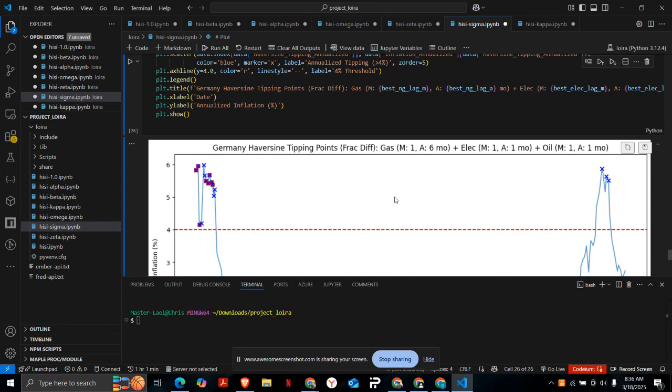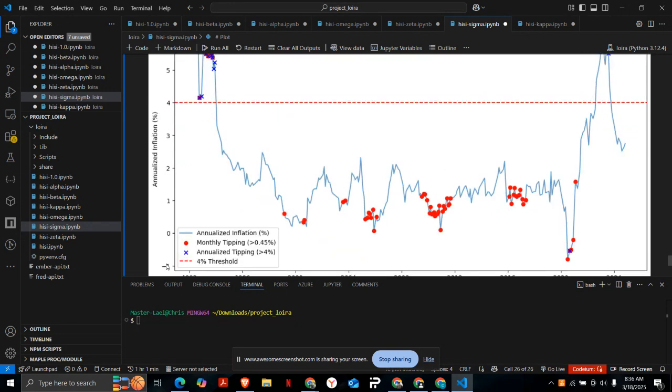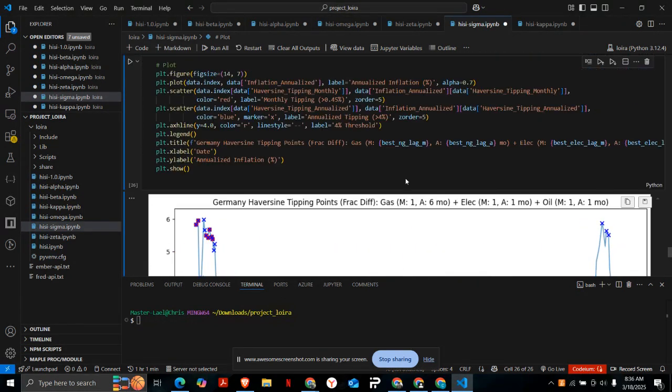So this is just the plot of the tipping points. You can see how it was marked out. Those are for the annual. These ones are for the monthly. Yeah, the monthly isn't really that accurate.